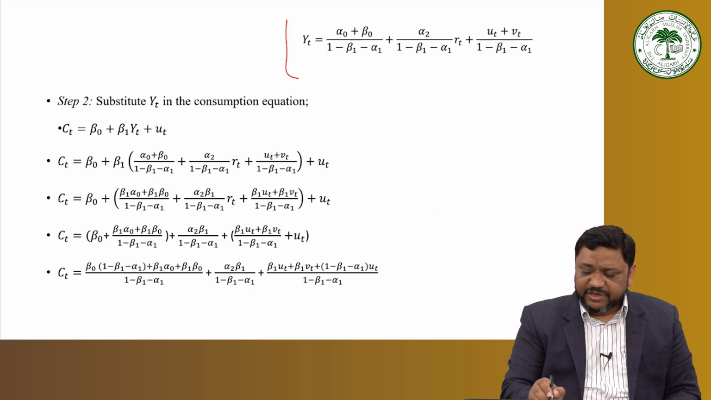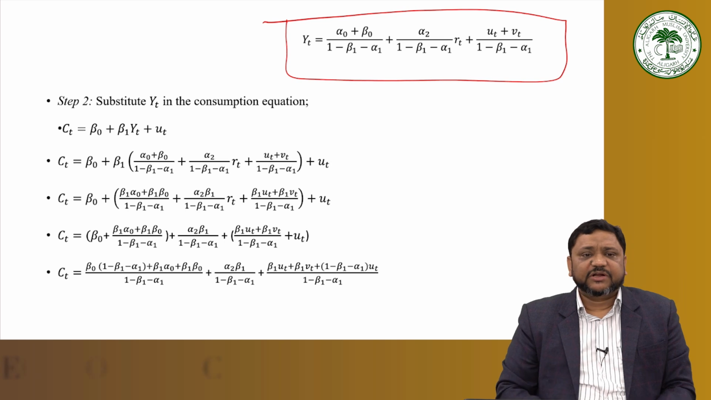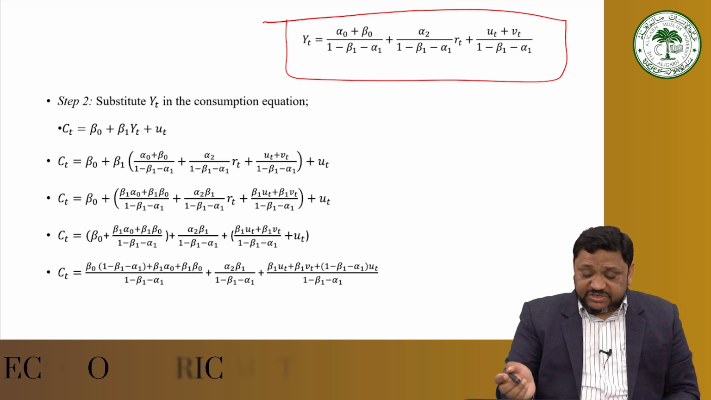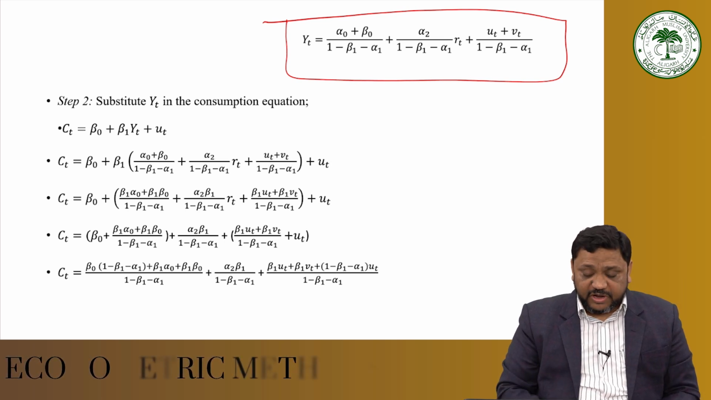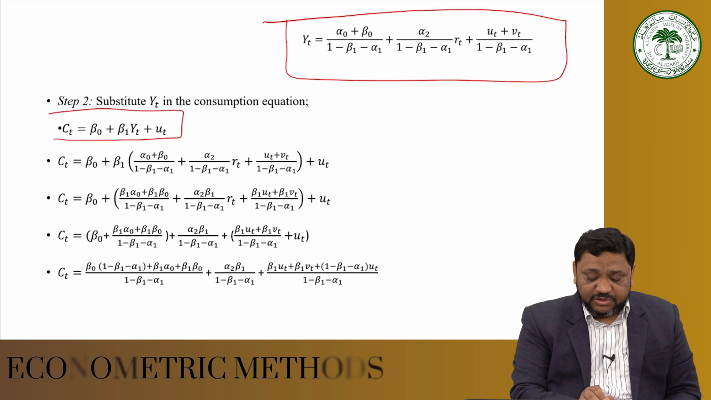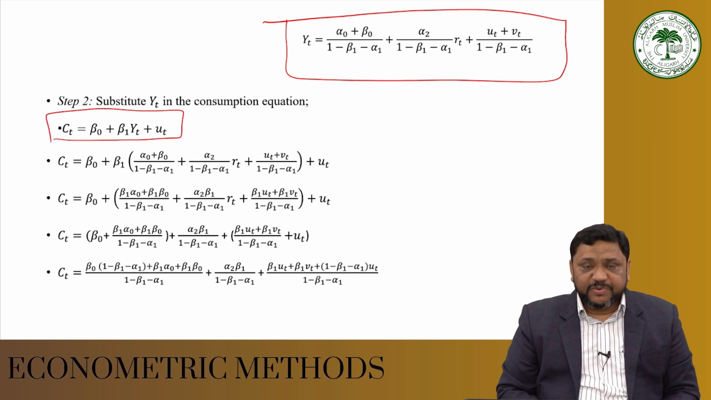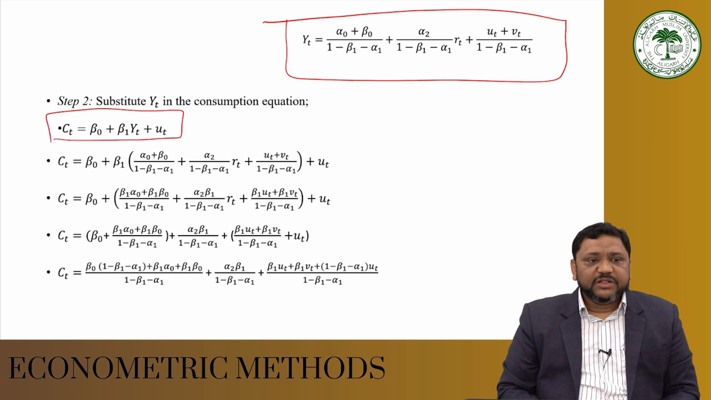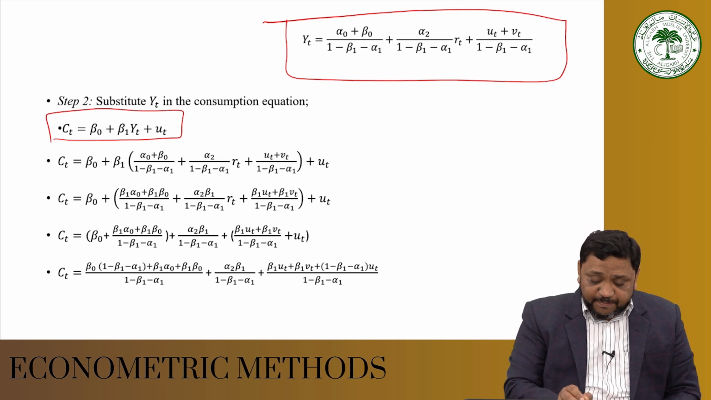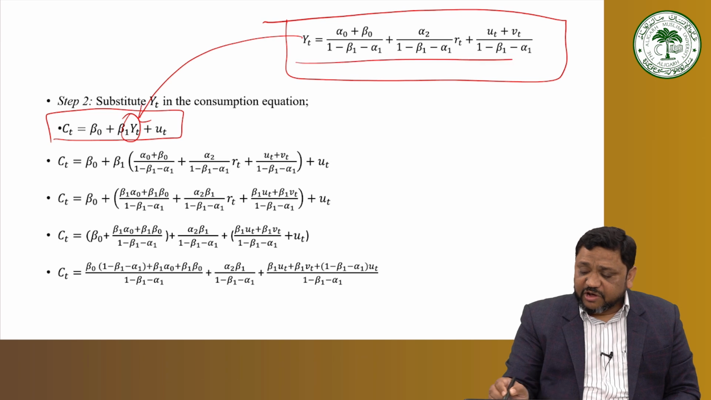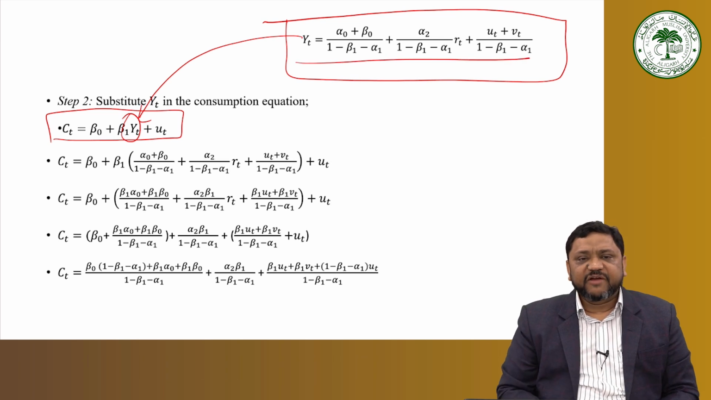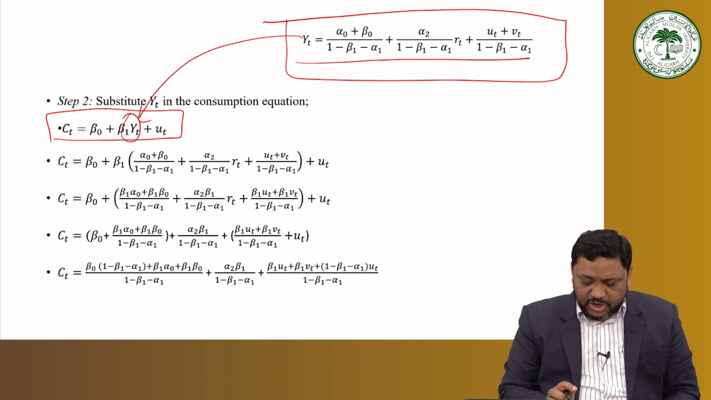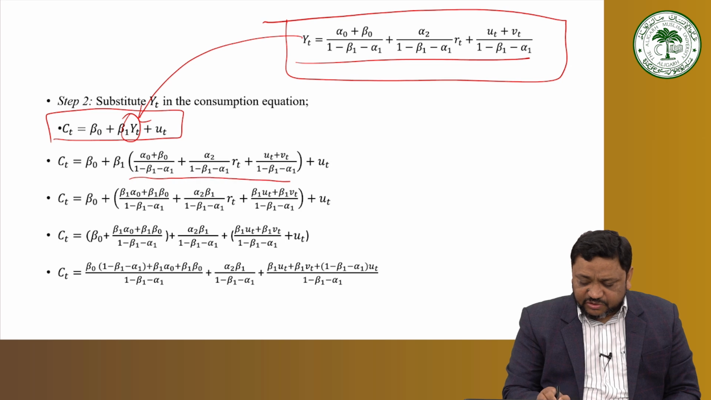We write it over here, the same term yt is written over here. Now we substitute it in the consumption function. What was the consumption equation? Ct is equal to b naught plus b1 yt plus ut. This was my consumption function. So now in place of y, we incorporate the entire function of yt which we have derived just now. So this is written as it is over here.